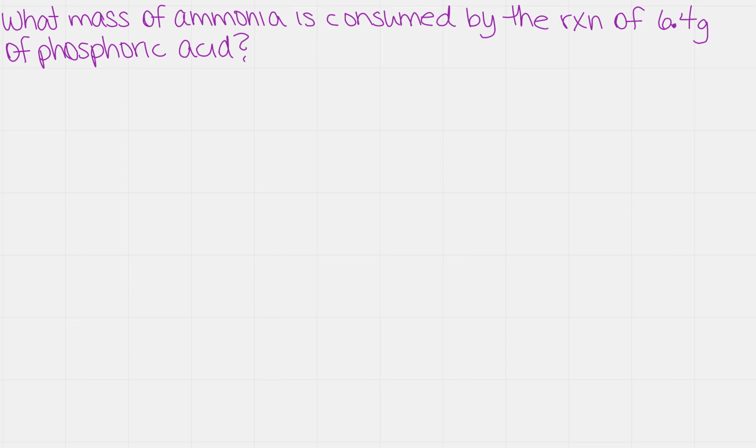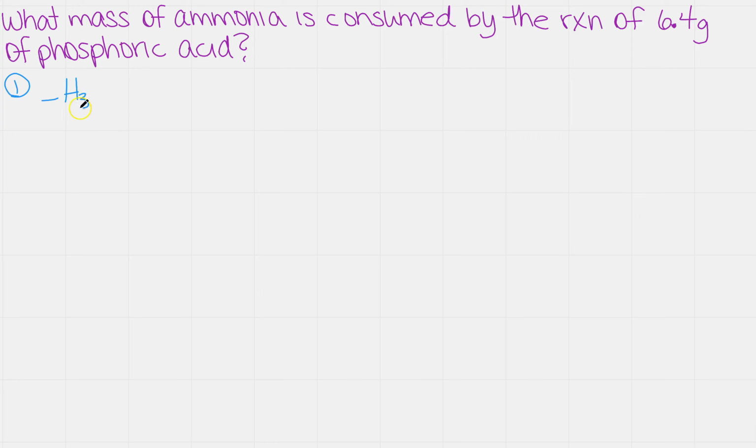So here's the question part. You have the background of what ammonium phosphate is, the formula, and how we make it for fertilizers. So the actual question is, what mass of ammonia is consumed by the reaction of 6.4 grams of phosphoric acid? So your first step that you always want to do is write the balanced equation. I know that it says I'm going to make the ammonium phosphate, so I need to do the phosphoric acid.